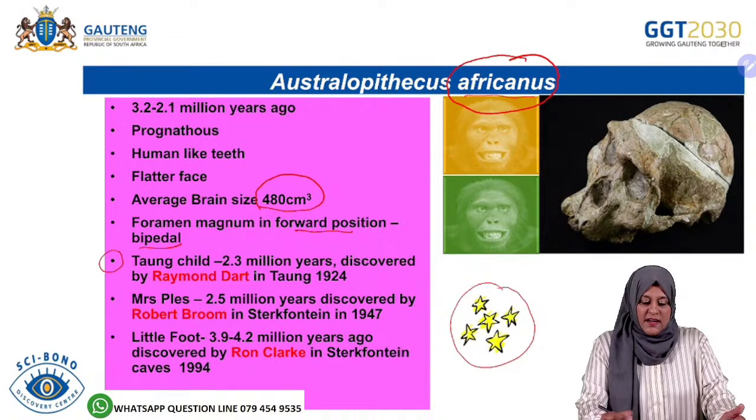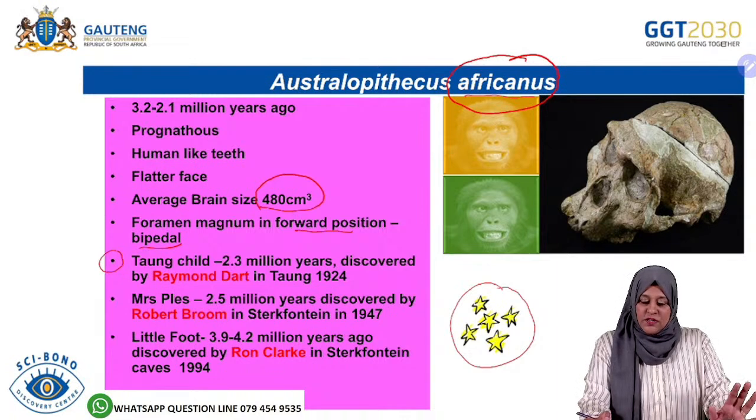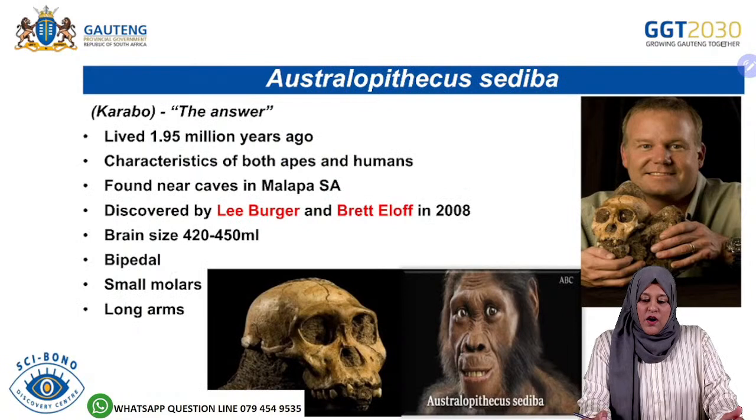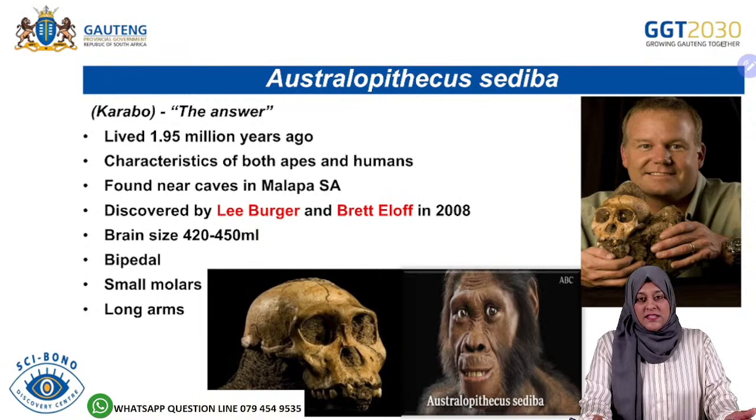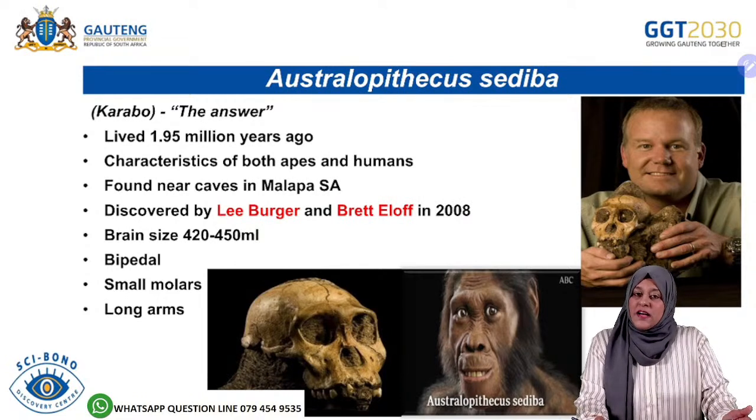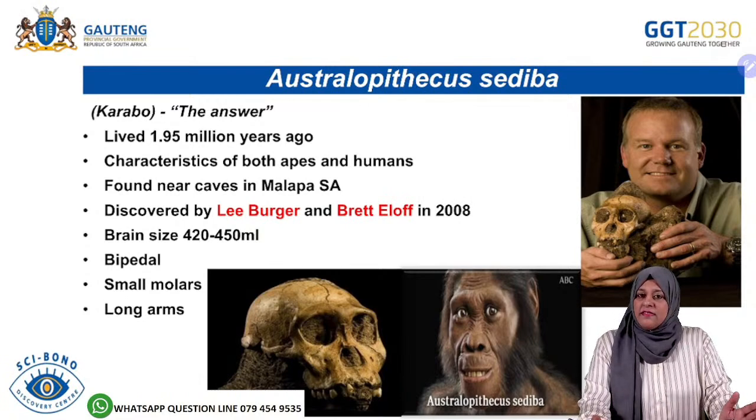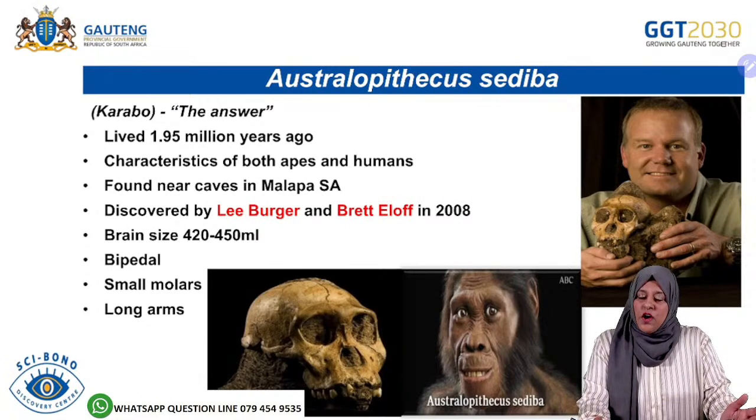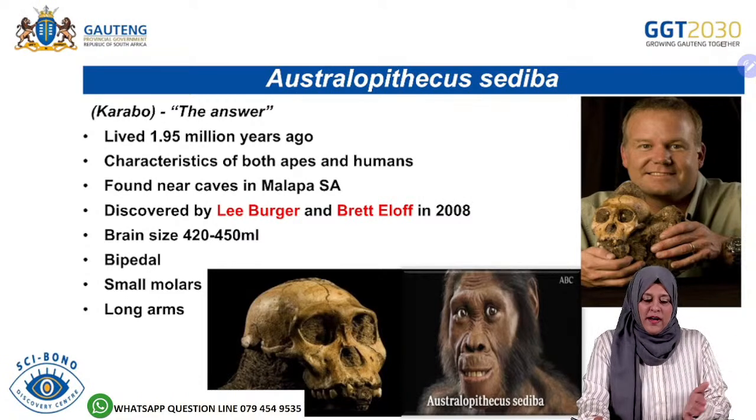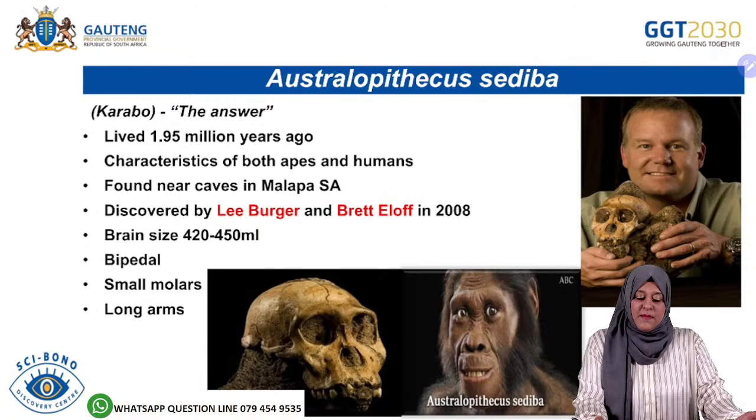Right, there's your star there, again flicking at you to say that you have to learn this. Okay, now we come to Australopithecus sediba. And this fossil is nicknamed Karabo. Karabo means the answer. Now, why do you think the name Karabo is given to Australopithecus sediba? Why do you think it has the name as the answer?